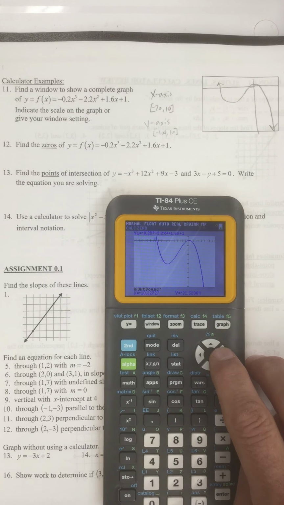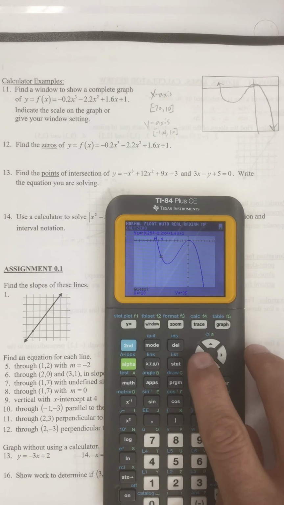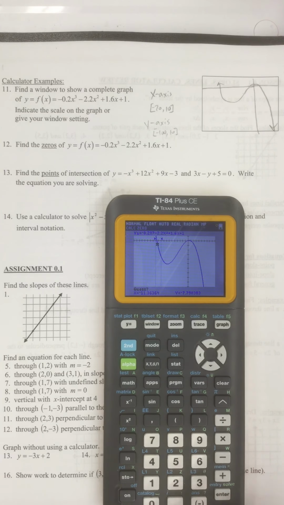Then I'm going to scroll back to the right. It says right bound. Make sure I'm on the right side of where it crosses, hit enter, and you'll see those two little arrows pointed. Your zero has to be between there or it won't find one. And then it says to guess. Just get as close as you can to where it crosses, hit enter. In AP Calculus, we always go 3 decimal places. So the zero would be negative 11.649. And you can either truncate it or you can round it.